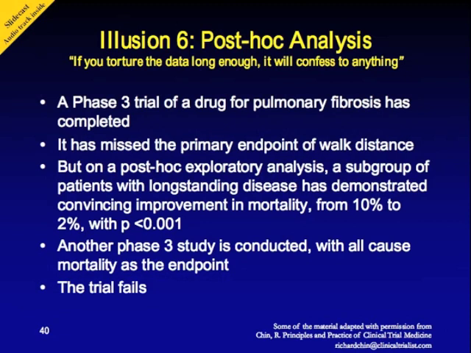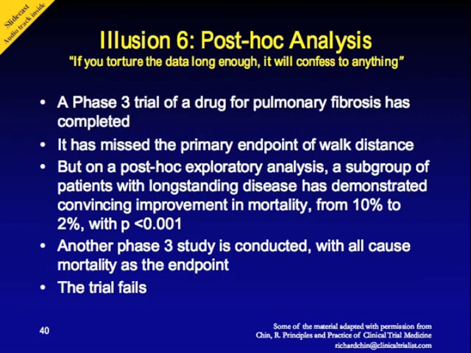Now, the sixth illusion is post-hoc analysis. Some statisticians like to say that if you torture the data long enough, it'll confess to just about anything, meaning that if you look hard enough, you can find what looks to be a positive result that is almost always spurious. So here's an example.